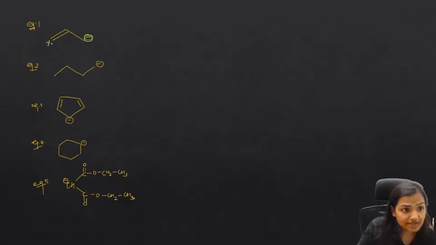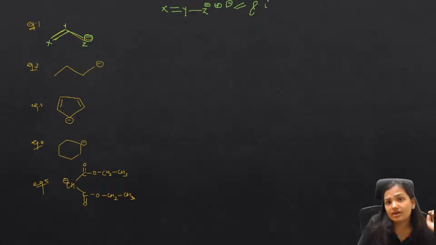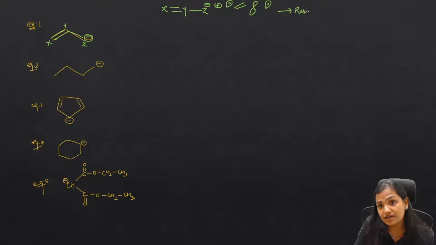So we can see that this is X double bond Y single bond Z, and as I told you, X double bond Y single bond Z, over the Z, if you do have a negative charge, a positive charge, a lone pair, a pi bond, a vacant orbital, a radical, or any such thing over the Z, then this is a system for resonance. Then there we will be having a resonance, right?